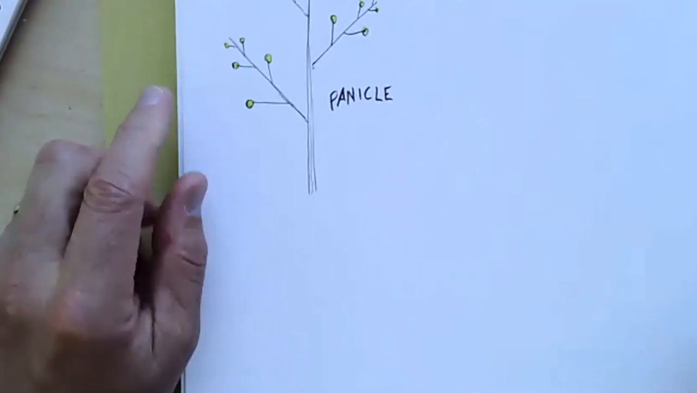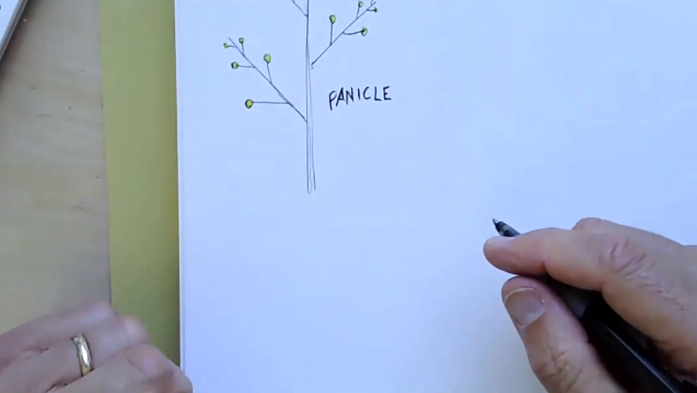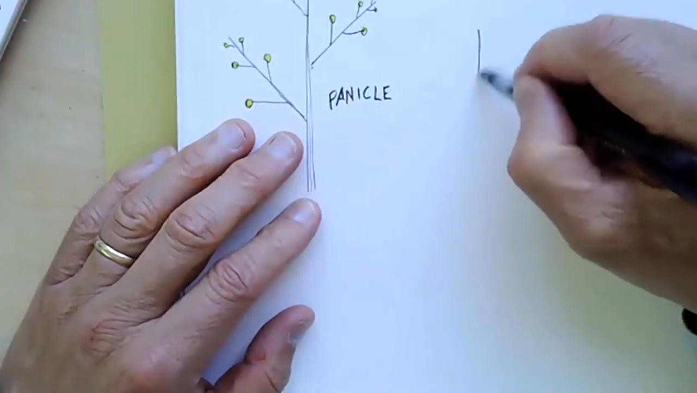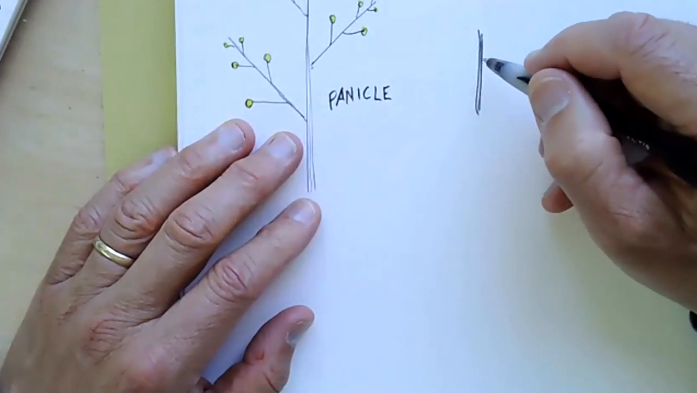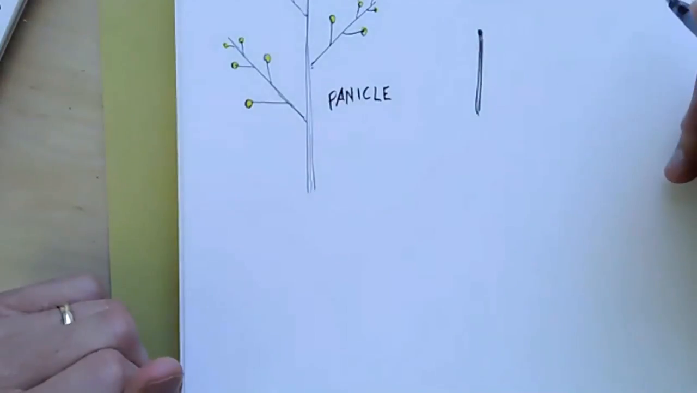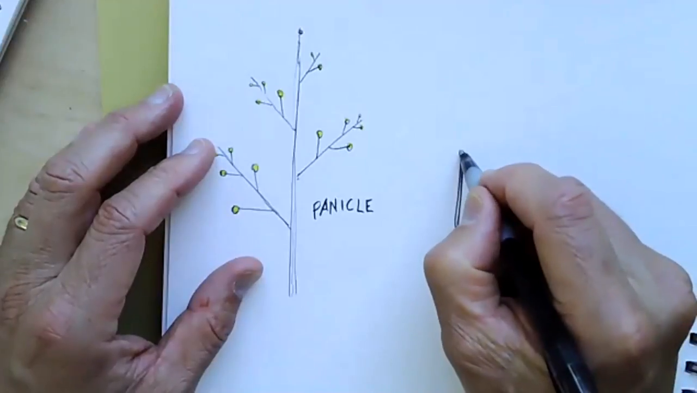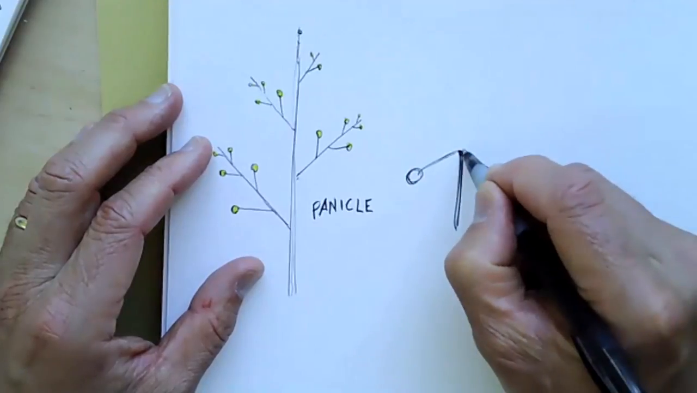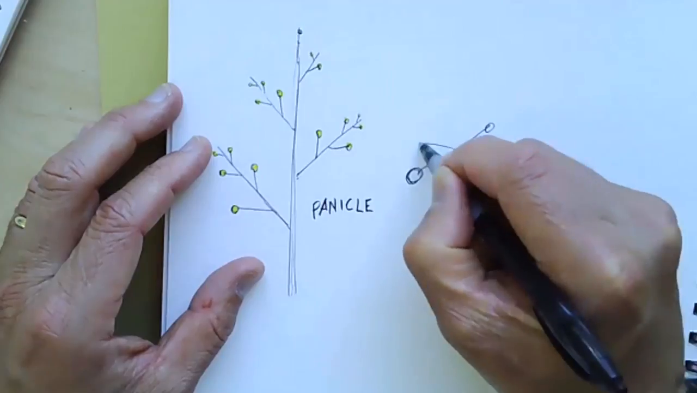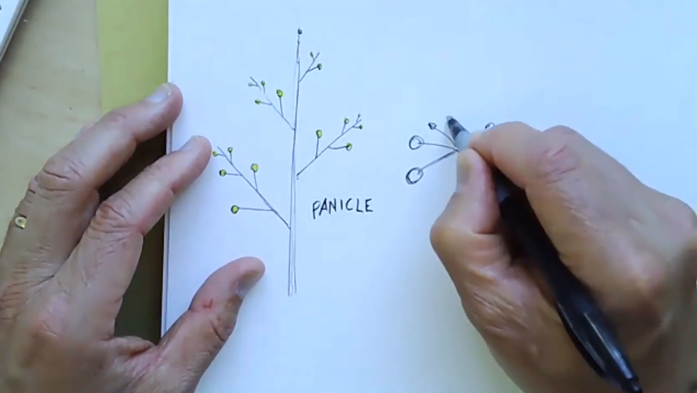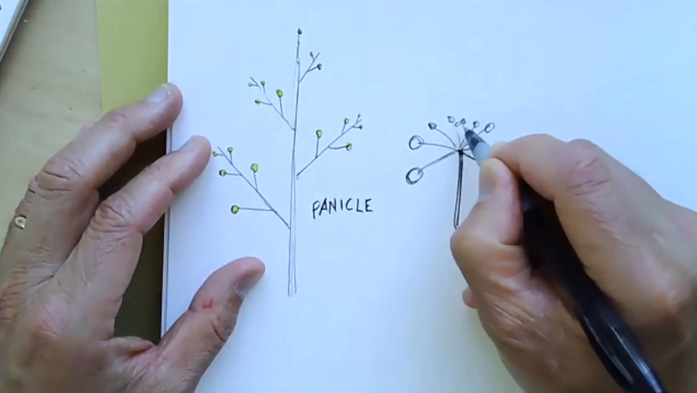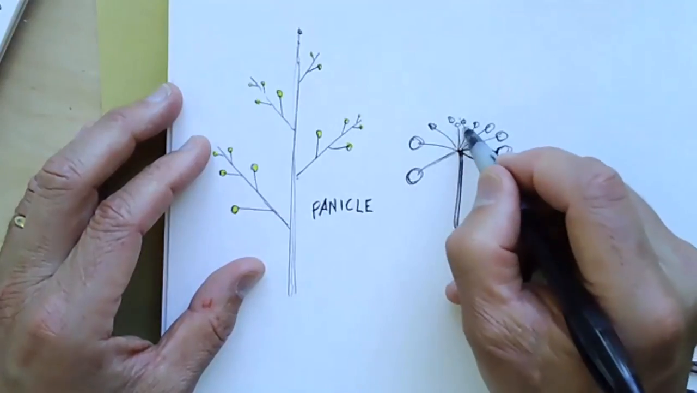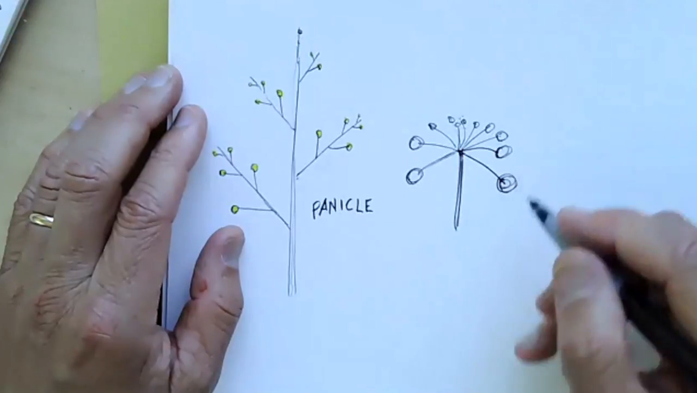There are two other arrangements that I want to point out that we can look for. And one of them is called the umbel. So if there is a central point, and from that all the flowers connect, usually as you get towards the middle, younger flowers. So older on the outside, getting younger towards the inside. This is called an umbel.